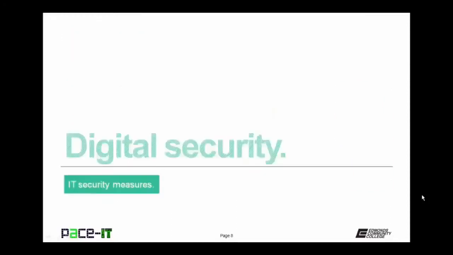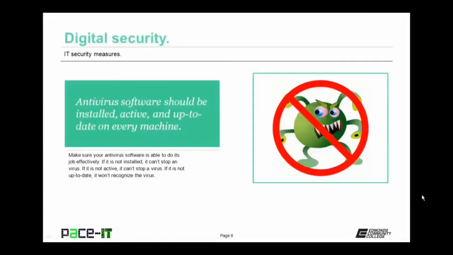Now let's move on to digital security. We begin talking about digital security with a discussion on antivirus. Antivirus software should be installed, active, and up to date on every machine. If it's not installed, it can't stop a virus. If it's not active, it can't stop a virus. If it's not up to date, it won't recognize a virus. So be sure and use an antivirus on every machine.